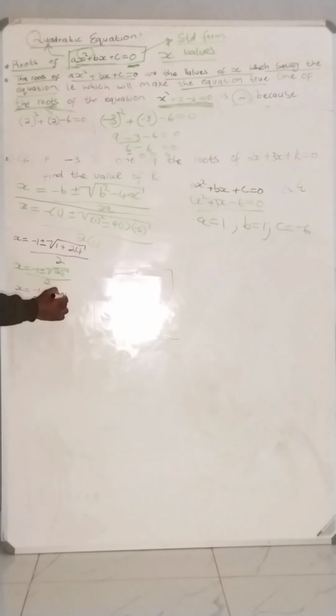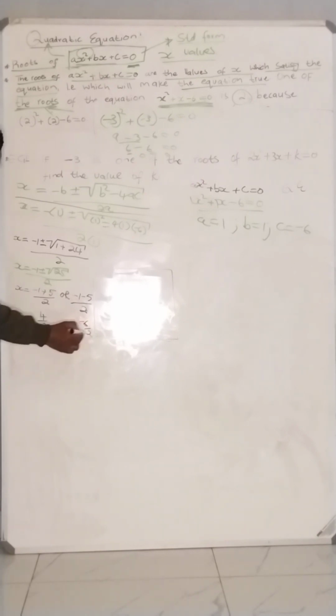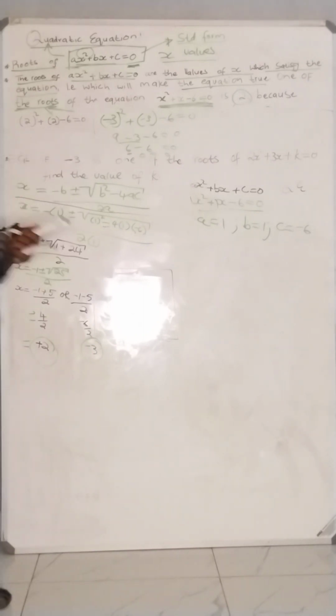over 2, or minus 1 minus 5 over 2. In this case, you're going to have positive 4 over 2. In this case, you're going to have negative 6 over 2. In this case, you're going to have a positive 2. In this case, you're going to have a negative 3. So these are the roots that we found with the other method of factorizing. Okay, so there you have it.